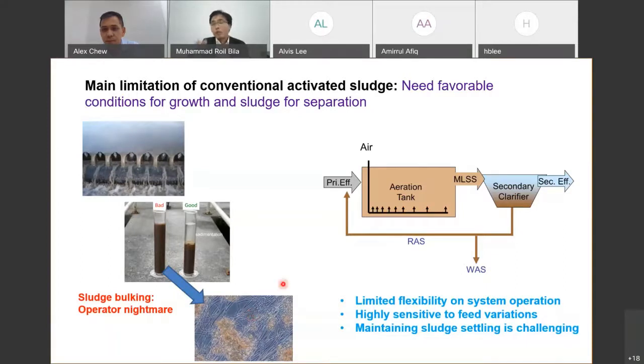So when we look into the limitations of the secondary clarifier, operating activated sludge is sometimes a headache. It's not easy. We have limited flexibility to operate the system. For example, we cannot suddenly change the feed loading or the organic concentration, and it is highly sensitive to feed variation. Also, maintaining the sludge settling is very challenging.